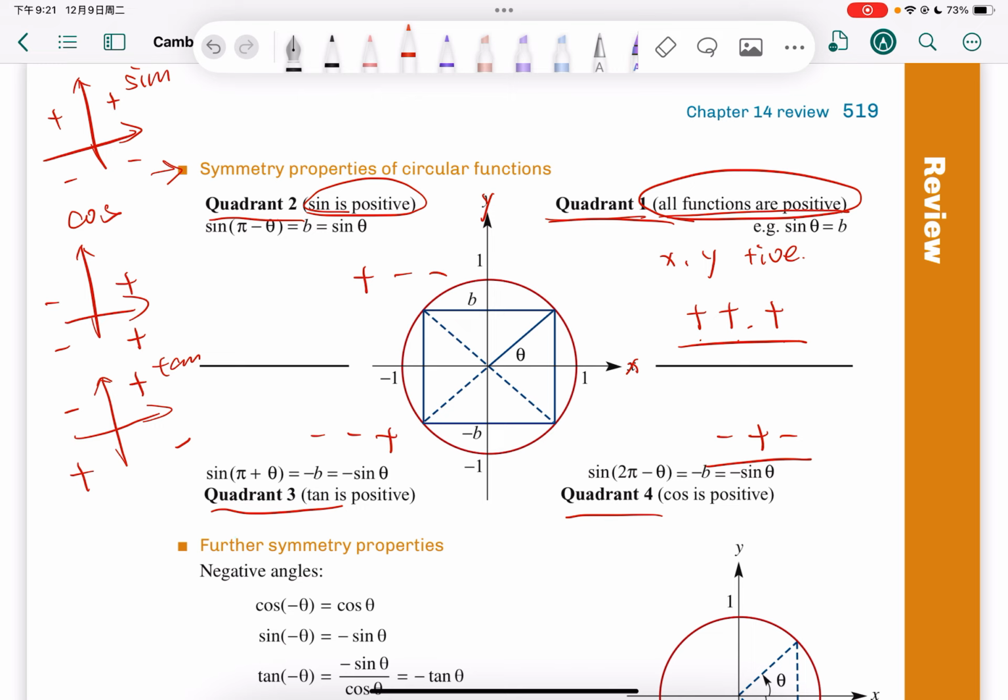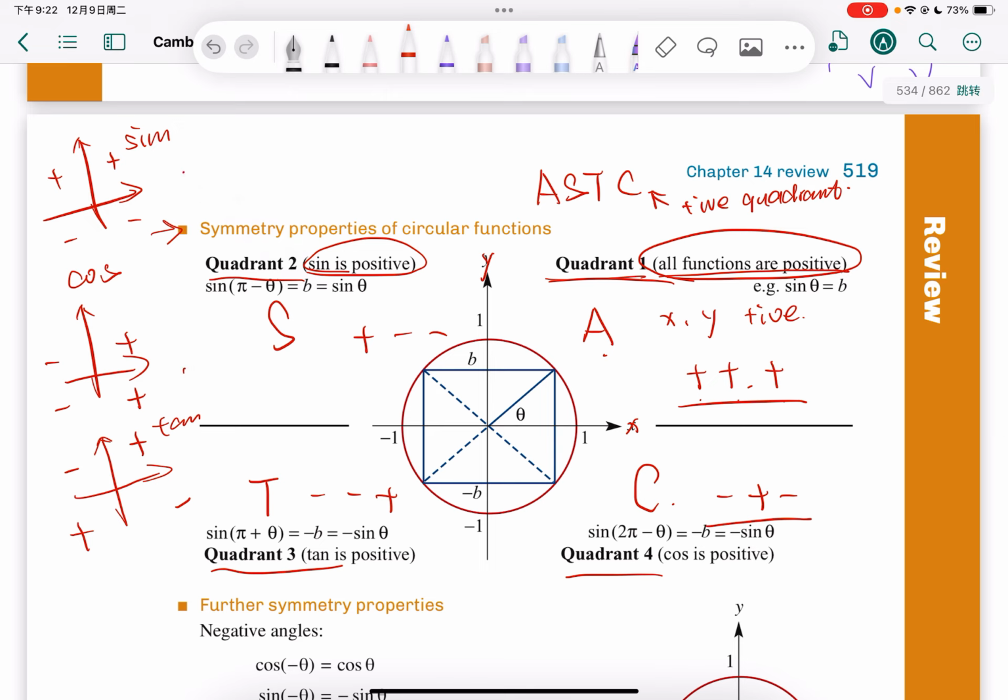Some people remember this as: all positive, A; sine positive, S; tangent positive, T; and cos positive, C. So A, S, T, C. Some people remember it like this. So this is about the positive quadrants.